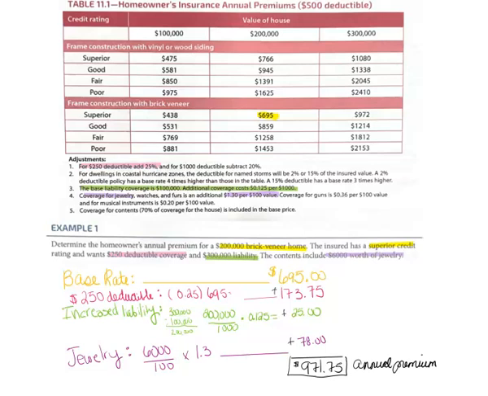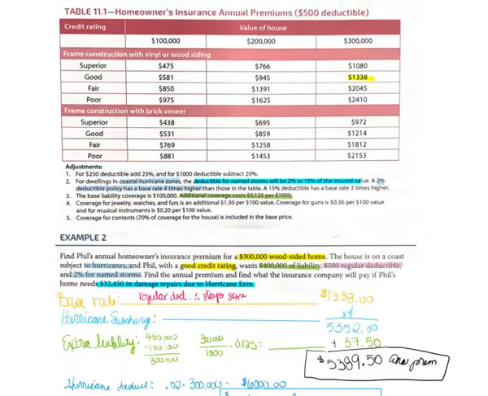Let's do another one. If we look here at example 2, it says find Phil's annual homeowner's insurance premium for a $300,000 wood-sided home. The house is on a coast subject to hurricanes, so Phil, with a good credit rating, wants $400,000 worth of liability. He also wants a $500 regular deductible and 2% for named storms. Find the annual premium and find what the insurance company will pay if Phil's home needs $32,450 in damage and repairs due to Hurricane Erin.